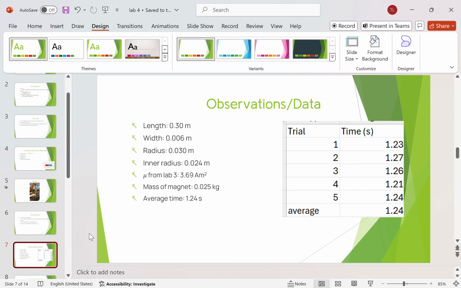Observations and data. The tube's length was 0.3 meters and its radius was 0.03 meters, with an inner radius of 0.024 meters. The magnet's mass was 0.025 kilograms and the average fall time was 1.24 seconds. In the data table, you can see the results for each trial, with times ranging from 1.21 to 1.27 seconds.